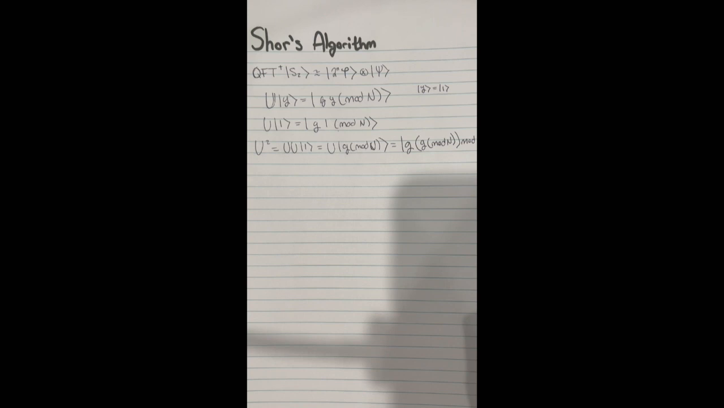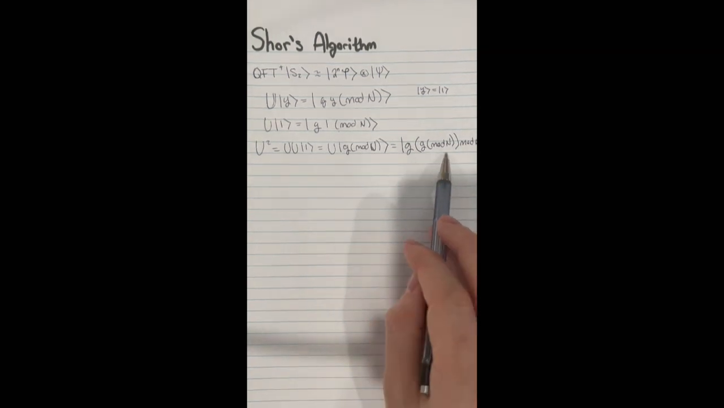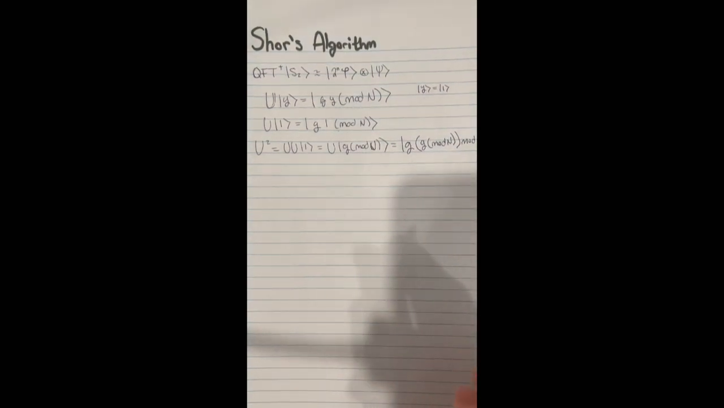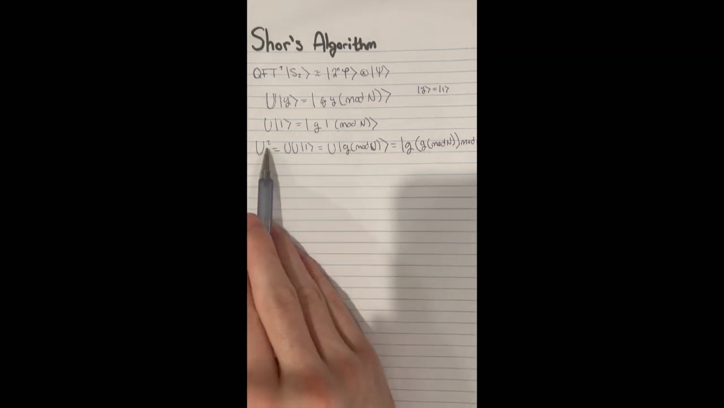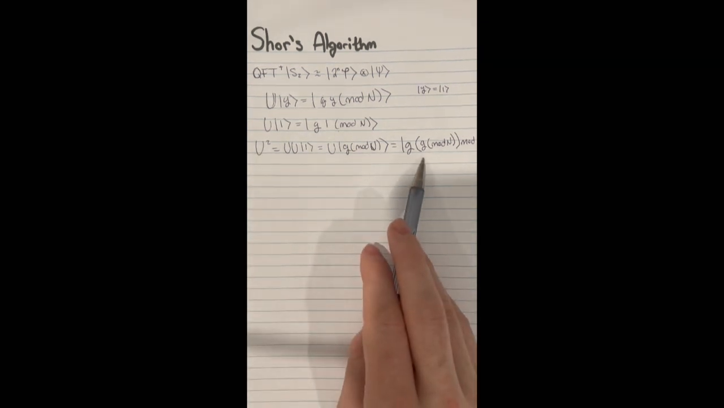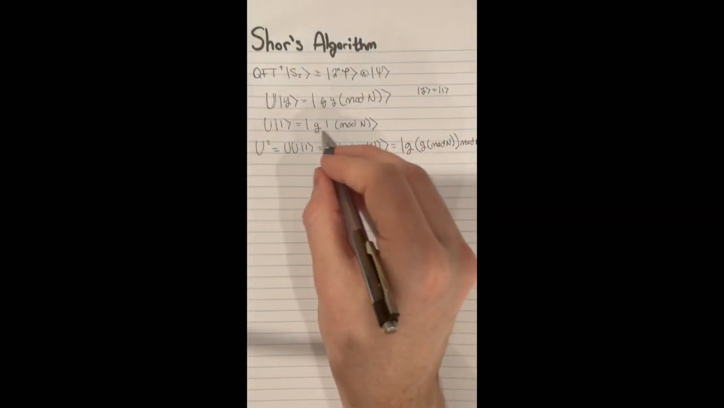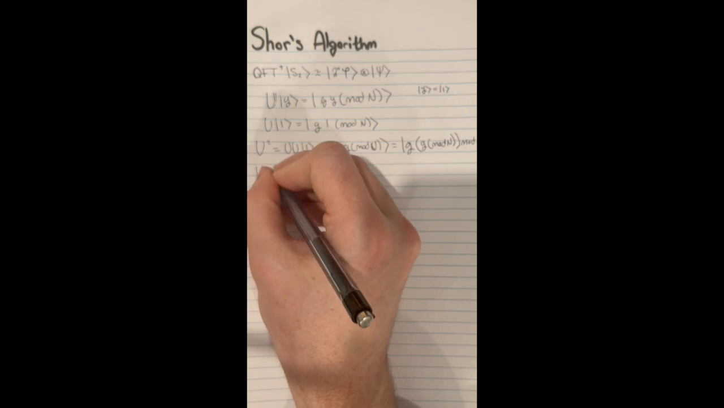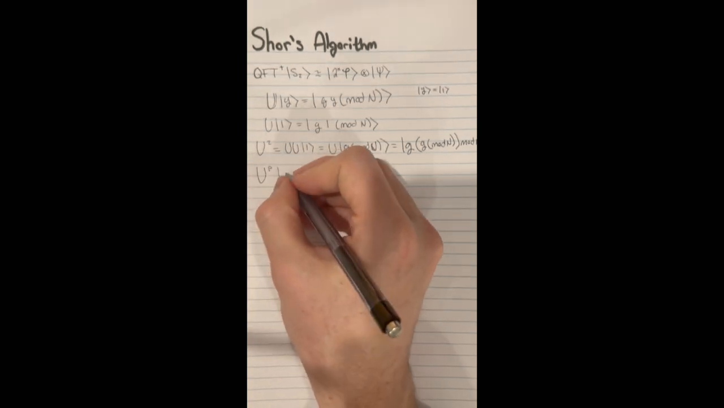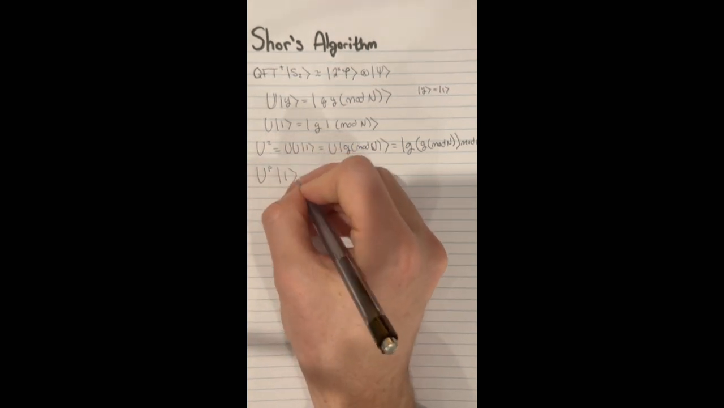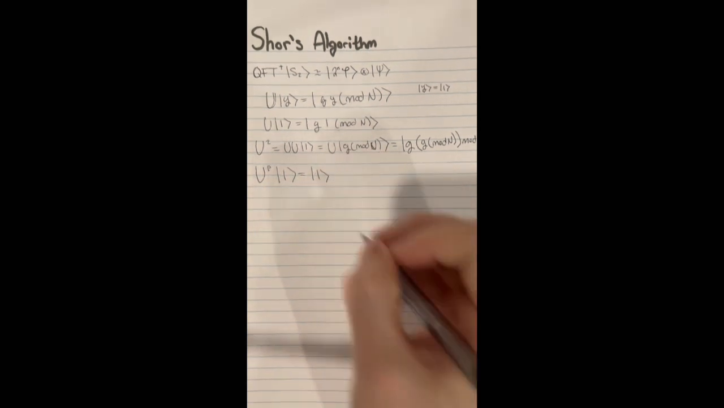We note now that we saw earlier this function will be periodic in nature. So therefore, after applying U p number of times, we would expect to recover our initial state 1, correct? Because this is a periodic function. So U to the p acting on 1 should return the state 1.